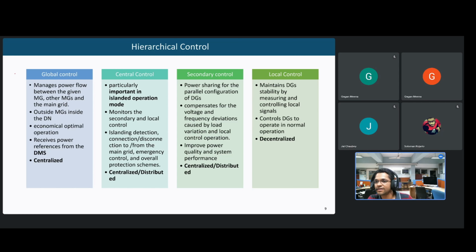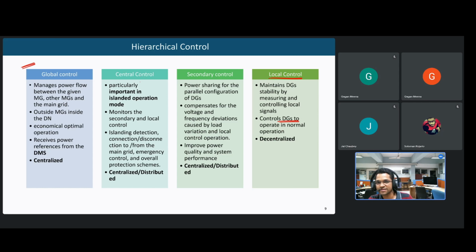So here this is a comparison between different types of controls. Let us start with the local control first. For each DG there will be a local control. It controls the output of the DG in normal operation.